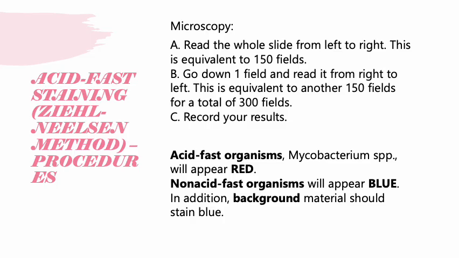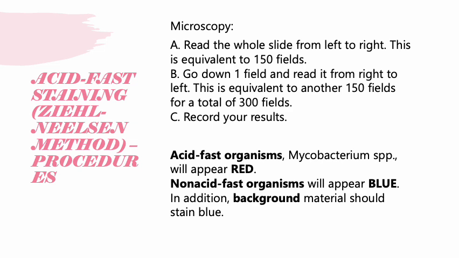After the staining procedure comes the reading process and interpretation. So, how do you do your microscopy? First, please take note that one should view a minimum of 300 fields before a slide is called negative. You do this by reading the whole slide from left to right, which is equivalent to 150 fields. Then go down one field and read it from right to left. This is equivalent to another 150 fields, for a total of 300 fields, and then record your result.